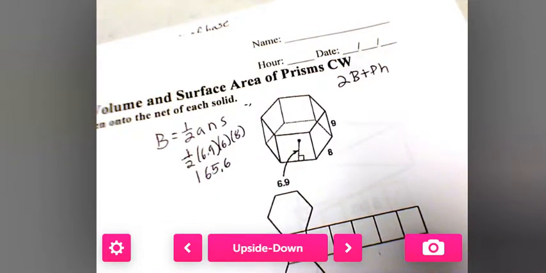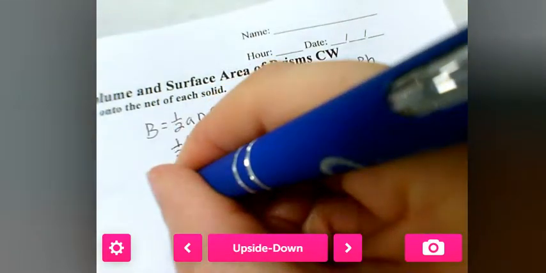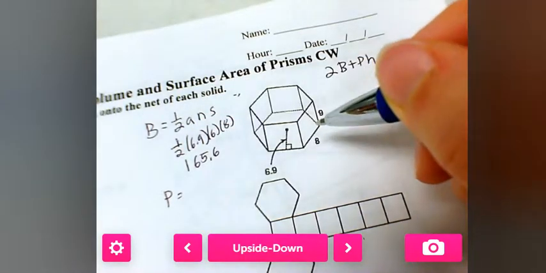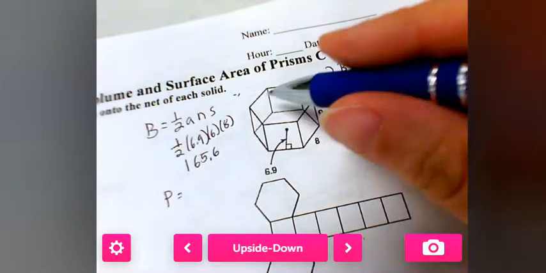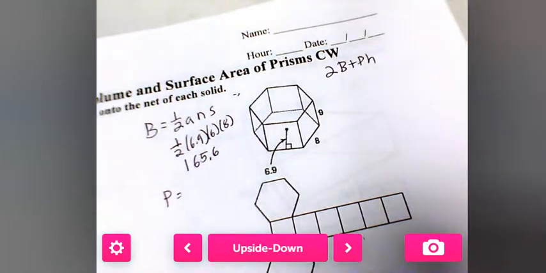Okay. The perimeter for this. The length of one side is 8, right? And how many sides are there? How many sides are there at the base? 6.